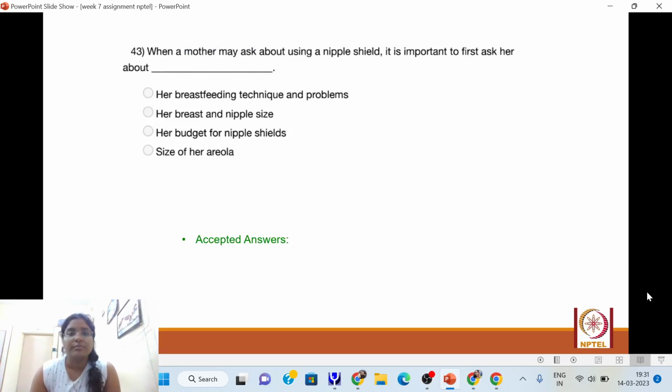Her breastfeeding technique and problems. When a mother may ask about using a nipple shield, it is important to ask her about her breastfeeding technique and problems and why she would need a nipple shield, right?